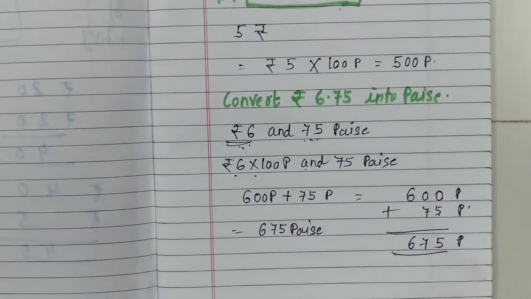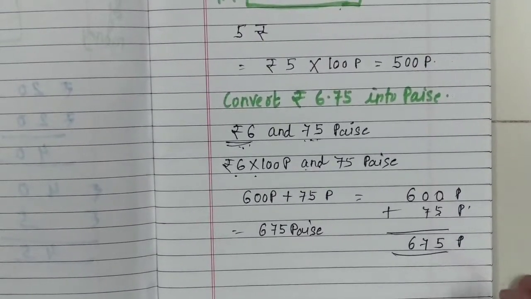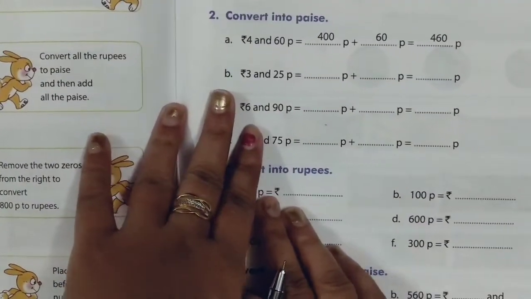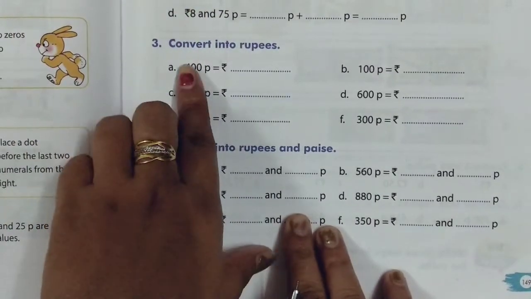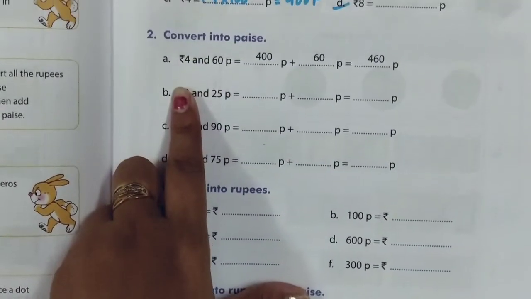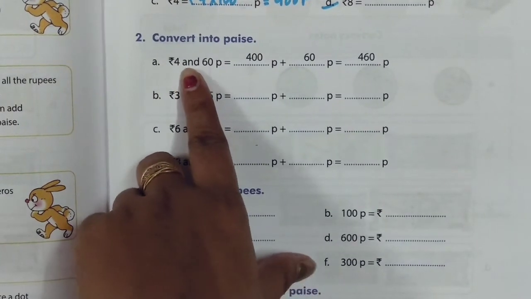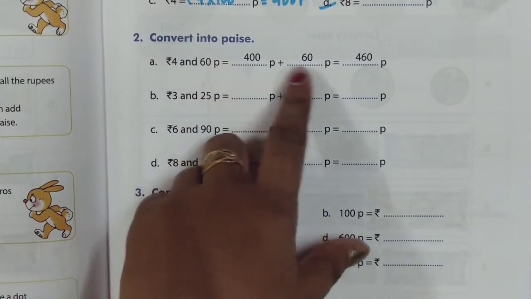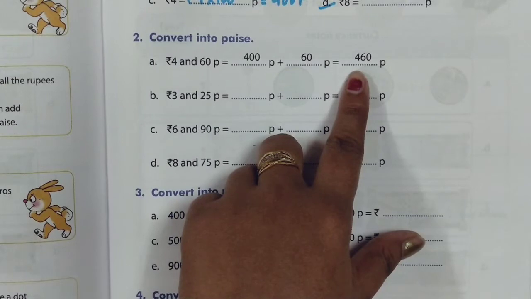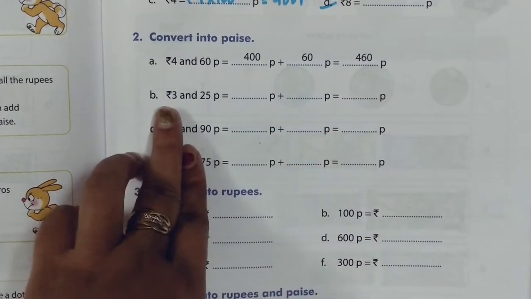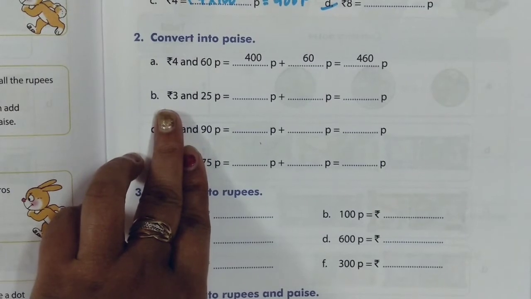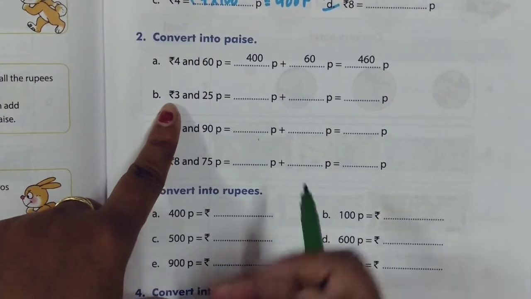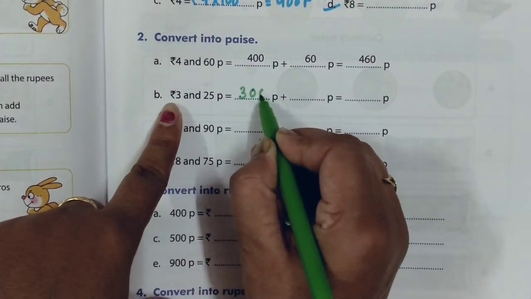You can also understand with some more exercises. Everyone come to the exercise, question number 2, convert into paise. How are you able to convert? See, 4 rupees is 400 paise, then 60 paise, so 400 plus 60 is 460 paise. Now here we have rupees 3. Rupees 3 is equal to how many paise? When you multiply 100 into 3, it will be 300 paise.